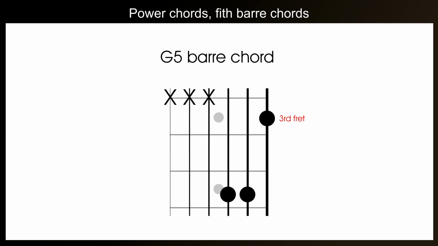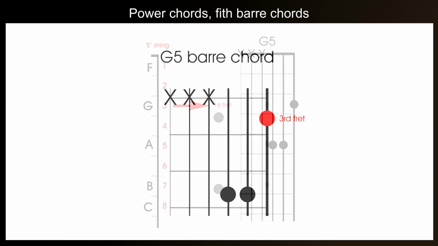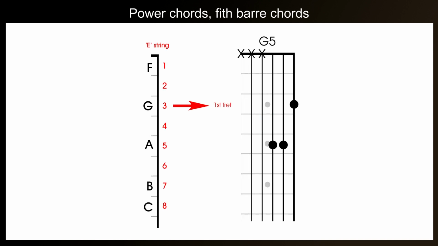Once you can play this G5 bar chord, you can play most of them, and that's because of the way the chords work. They get their name from the root of the chord, which in this case is the 3rd fret of the bottom E string. Therefore, the 3rd fret of the bottom E string is the G, hence G5.